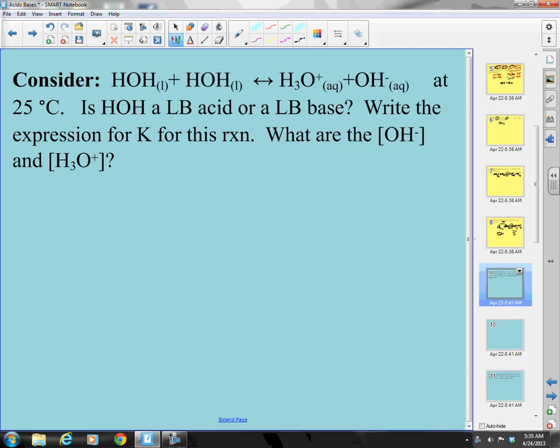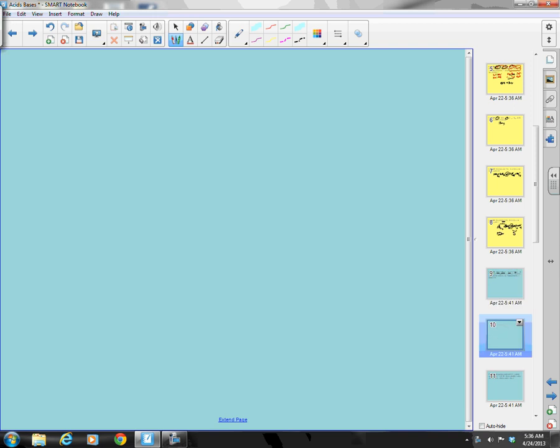We are in our discussion of acids and bases, and let's jump right to it. Consider HOH, water, reacting with water. So I have water and water, and they're going to form hydronium and hydroxide at 25C. Is water an LB acid or an LB base? You guys remember that stuff about LBs?